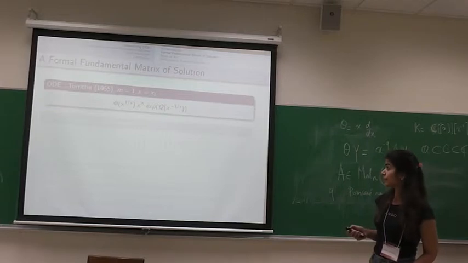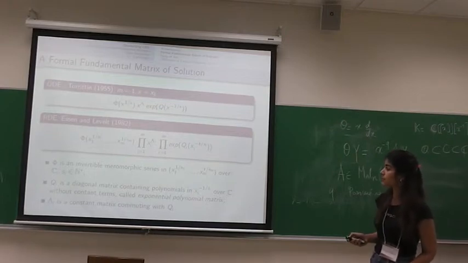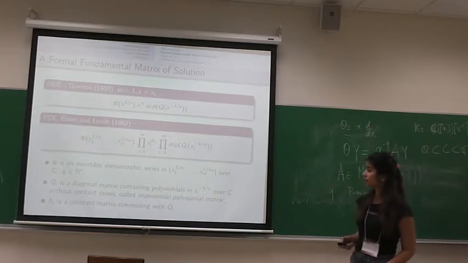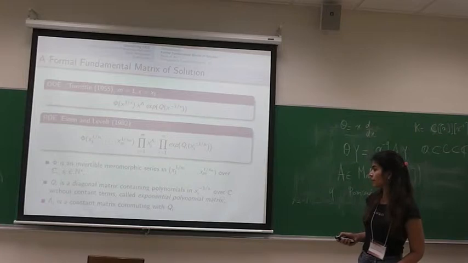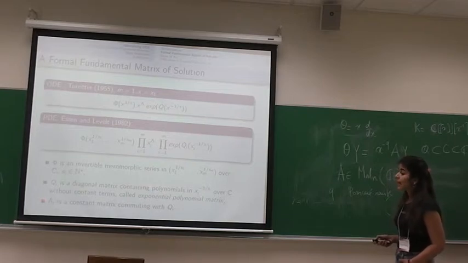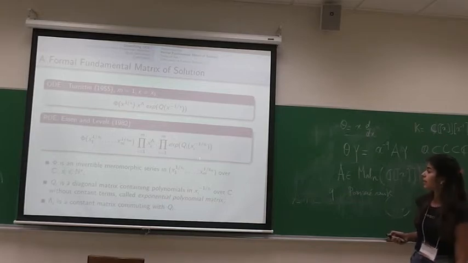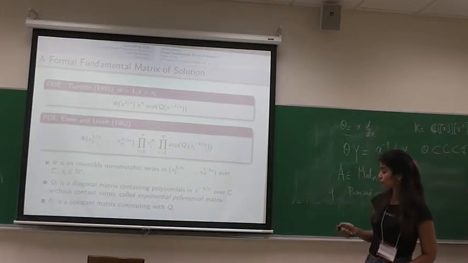Now, as mentioned by Moulay, for ordinary differential equations, a fundamental matrix of formal solutions can be written as follows. And for the general case of m variables for our systems, it will have this form. This is a result by Van den Essen and Levelt in 1982, and also obtained by Gérard and Charrière in 1981. Here phi is an invertible meromorphic series, and each Qi is a diagonal matrix containing polynomials, and it will be called the exponential polynomial matrix within this talk. So when I say computing exponential polynomial matrices in my second part, my interest will be to compute these Qi. Now the Lambda i are constant matrices commuting with Qi.